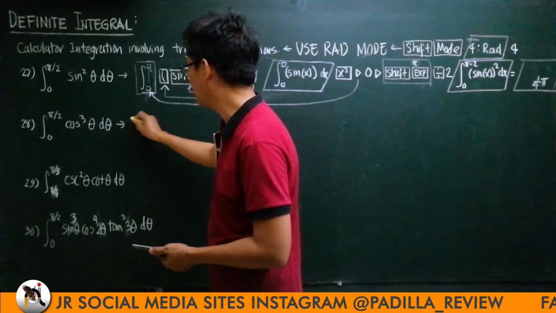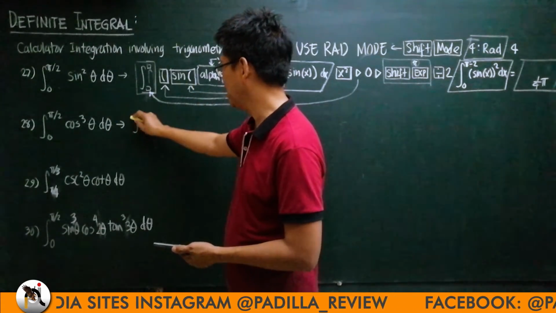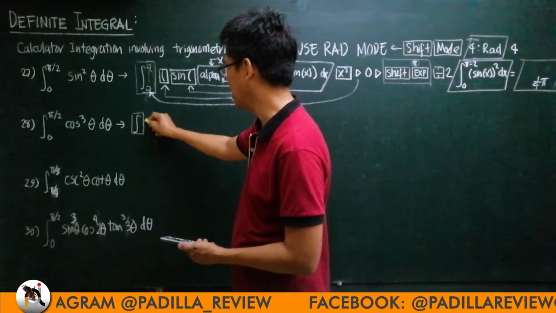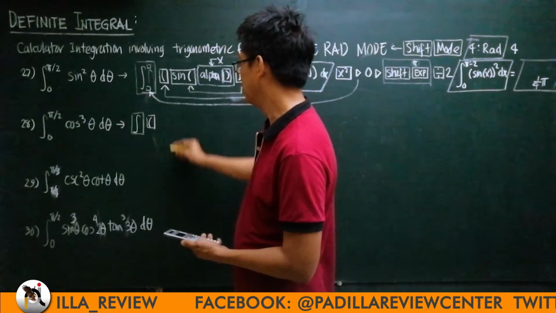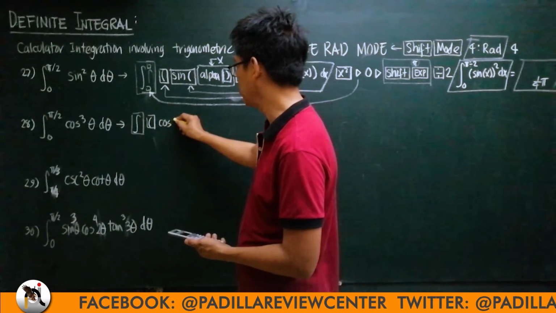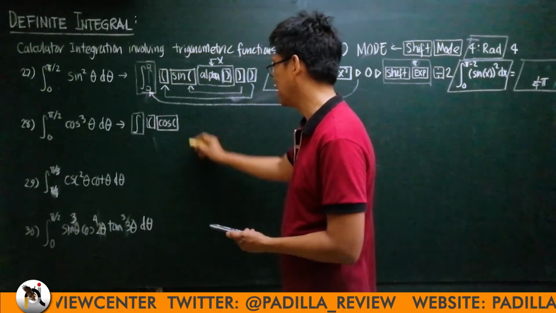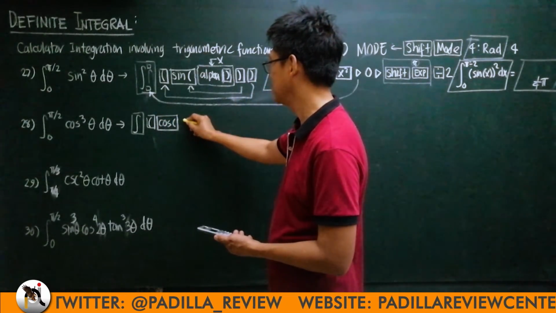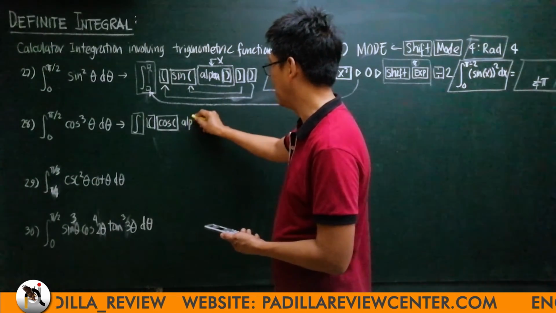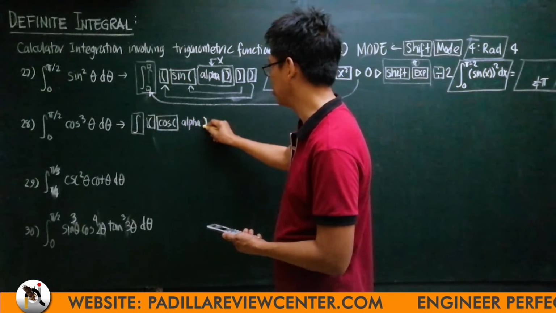So what about this one? This is going to be the integral key, then open parenthesis, then cosine, which comes with a built-in parenthesis, it's just one key, then alpha x, alpha, close parenthesis.